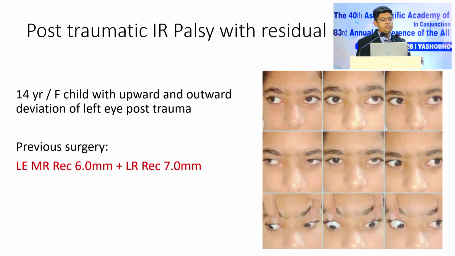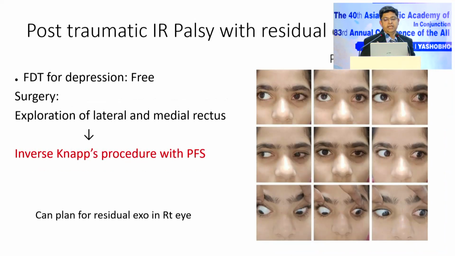Just last, a post-traumatic inferior rectus palsy with residual exotropia, had upward and outward deviation post-trauma, already undergone a recess resect procedure. So we were just wondering what we were going to do. The FDT was free. We explored the lateral rectus and the medial rectus. We did an inferior NAPS procedure with posterior fixation. And of course, as we mentioned, for the residual exo, we can plan for managing the other eye.